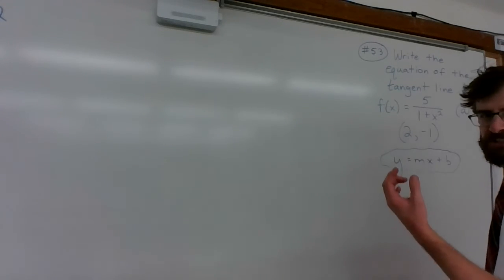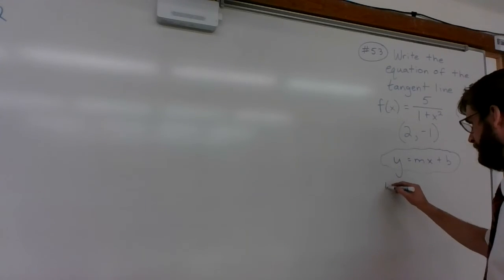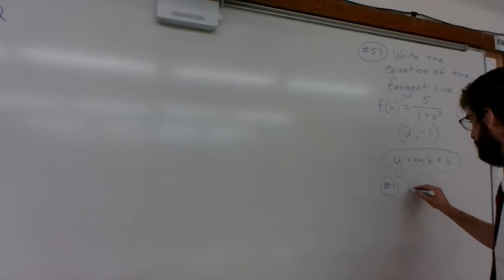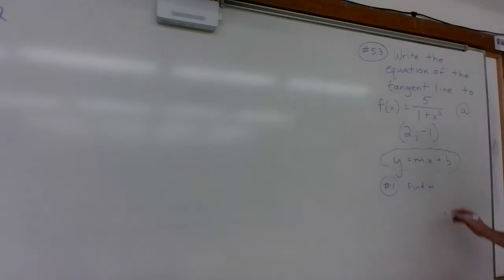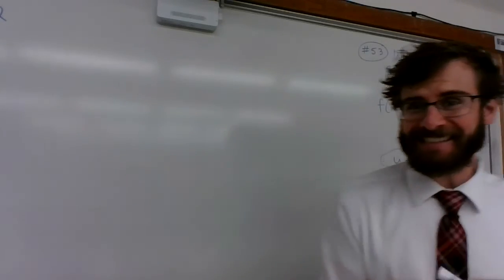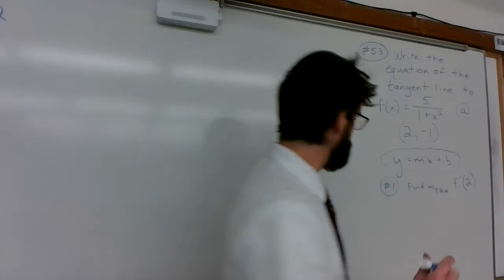And there are pretty much 3 basic steps to doing this. 1, you find your slope. Since we're talking about m tan, that really means f prime at the x value that gives us our slope. So it's going to be f prime at 2. That's step 1.